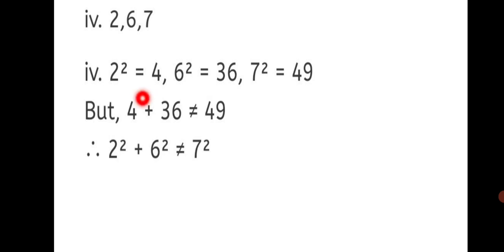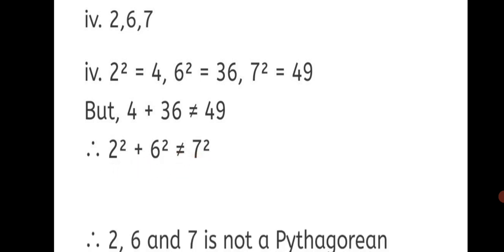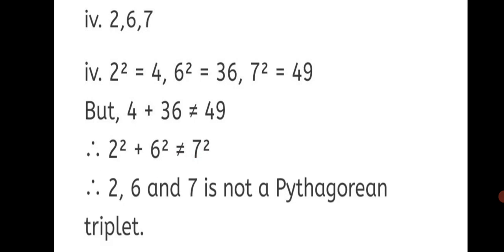4 is what? 2 square. So 2 square. 36 is what? 6 square. So we write 6 square. And 49 is whose square? 7 square. So we write 7 square. 2 square plus 6 square is not equal to 7 square. Therefore, 2, 6 and 7 is not a Pythagorean triplet.